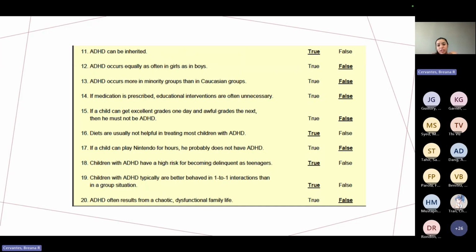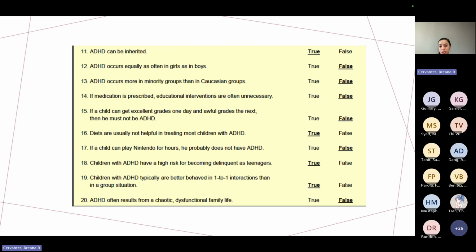Medication is prescribed, educational interventions are often unnecessary. Very false, because it's not just about what's happening medically inside our body. That will treat some of the sensitivities in our brain, but it's really about the environment too. So we want to ensure the environment, whether you're at school or at home, is really set up to help the child succeed.